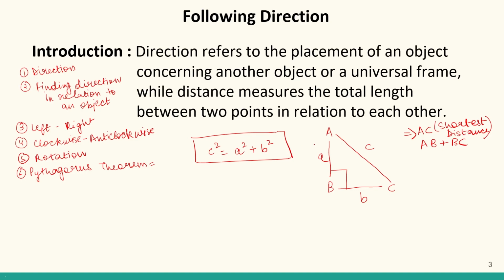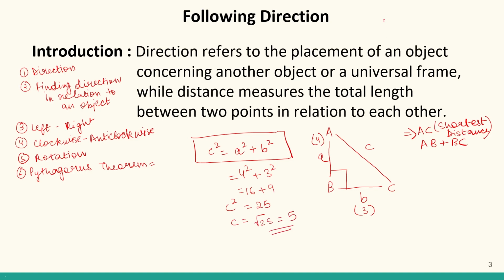So if in the question I am given, let us say, that the distance between A and B is 4 kilometer and the distance between B and C is 3 kilometer. If I have to find the distance between A and C, the shortest distance, I'll simply calculate it as 4 square plus 3 square, which is 16 plus 9, which is equal to 25, which is equal to C square. So C will be the square root of 25, that is 5.